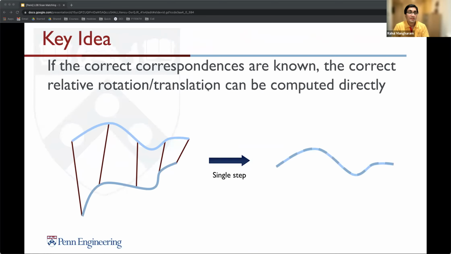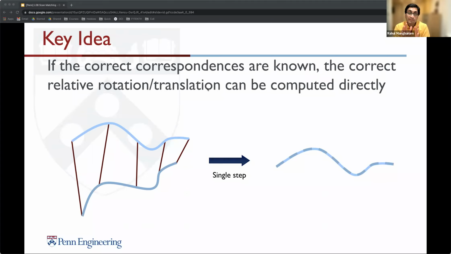So the key idea is that, given those correspondences, I'm able to find the rotation and translation in one go with a direct solution, right? That's because I am assuming that I have my matches known. And this means that I don't need an initial guess.